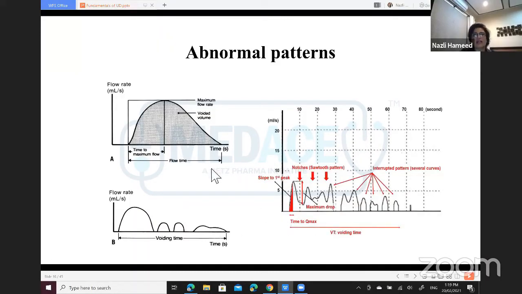And we see in this slide that this is the normal graph, but below this, you can see that the flow is interrupted. So we see smaller peaks, and they indicate there is a voiding dysfunction. And here also we see that this is not a smooth bell-shaped curve. So the pattern is interrupted. It's a sawtooth pattern here and interrupted peaks here. All of them have different interpretations. They can indicate poor contractility of the bladder. They can indicate outlet obstruction. So they are to be evaluated in the light of the clinical information available.